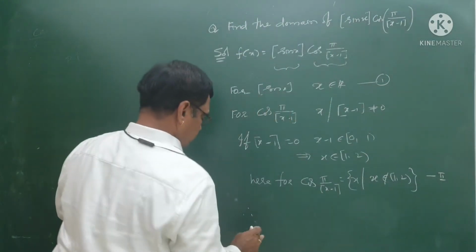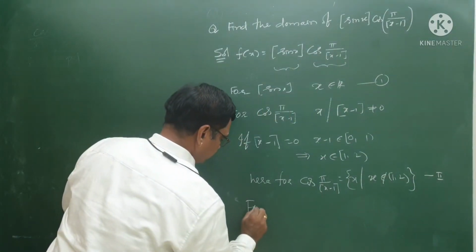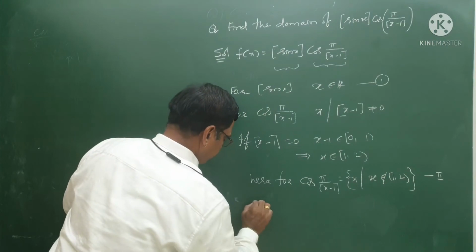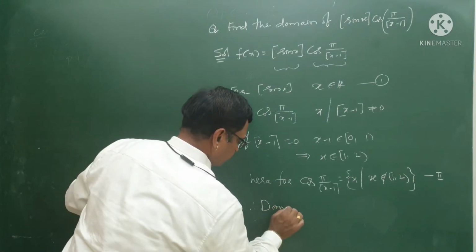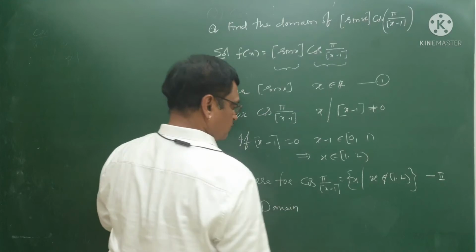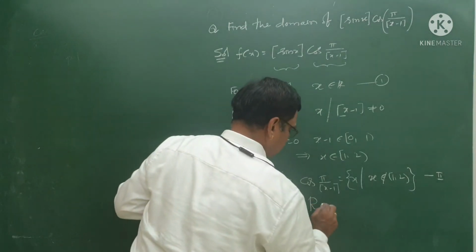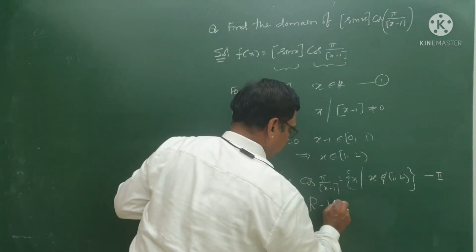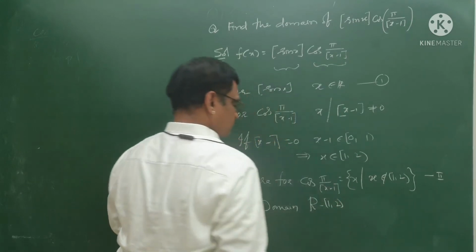So what is the answer? Therefore, the domain is all the real numbers except 1 and 2. Please check it.